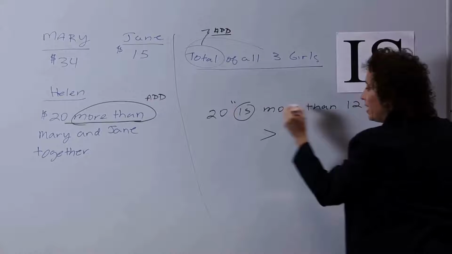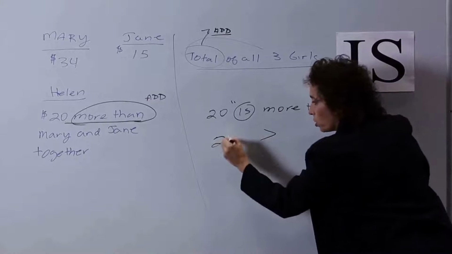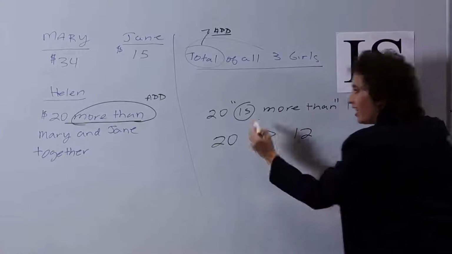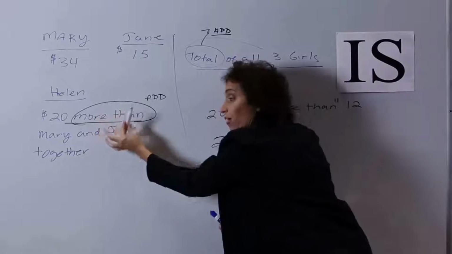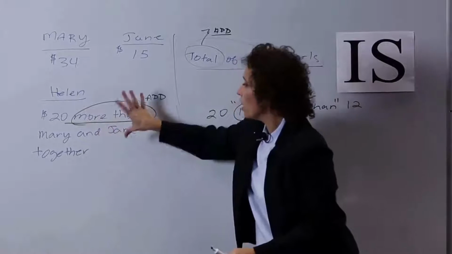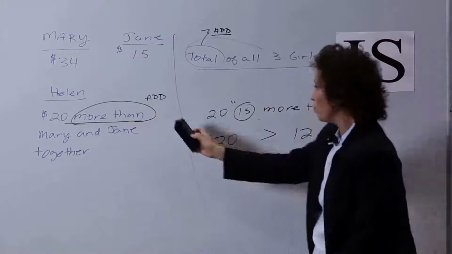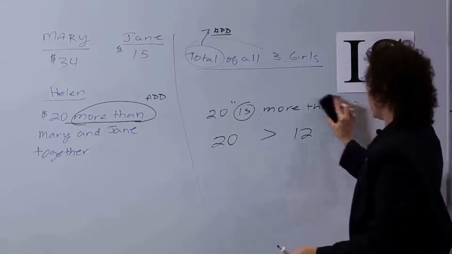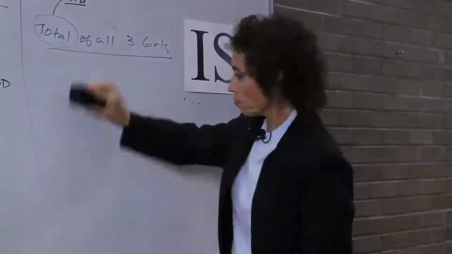So 20 is more than 12 would look like this. 20 is greater than, or is more than, 12. So this is changes the phrase more than. So be very careful about that. But 20 more than Mary and Jane together, that tells me to add. But don't confuse the is more than with the more than. Really, really, really important. Okay, now let's get to this problem.